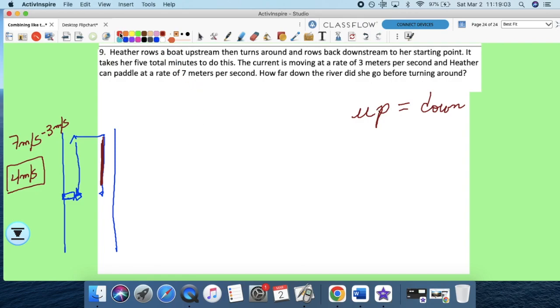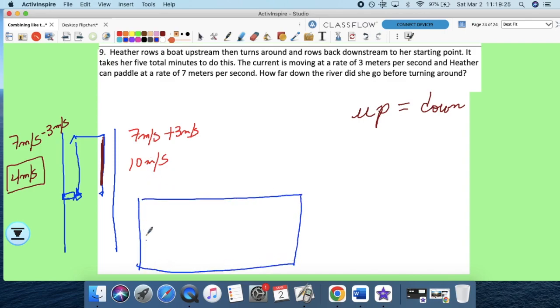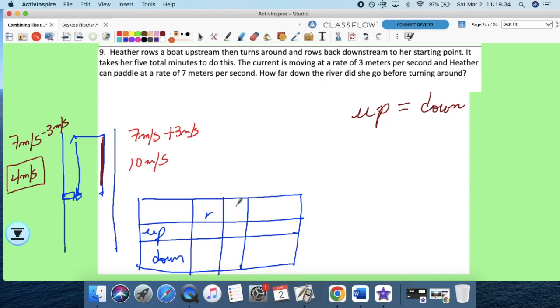Now, when she's going downstream, it's a different story, because now the current is helping you and making you go faster. So her speed is 7 meters per second. We're going to add the current to her speed. So her net speed is going to be 10 meters per second. So she's going to be traveling much faster. That's pretty much all the information we need. All right, back to our table. Up, down, R, T, and D. Up the stream, remember we talked about it's 4. Down, she's going to be faster, so it's going to be 10.